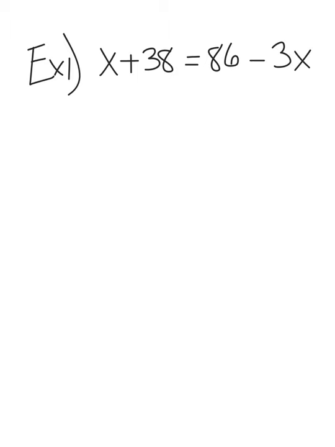This example we call when we have letters on both sides. So we have variables on both sides. There are letters on both sides of the equal sign. Let's go ahead and draw that line. That's step 1.